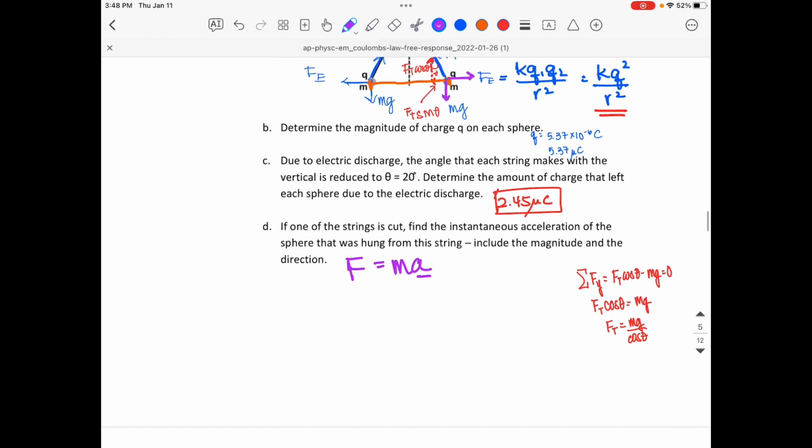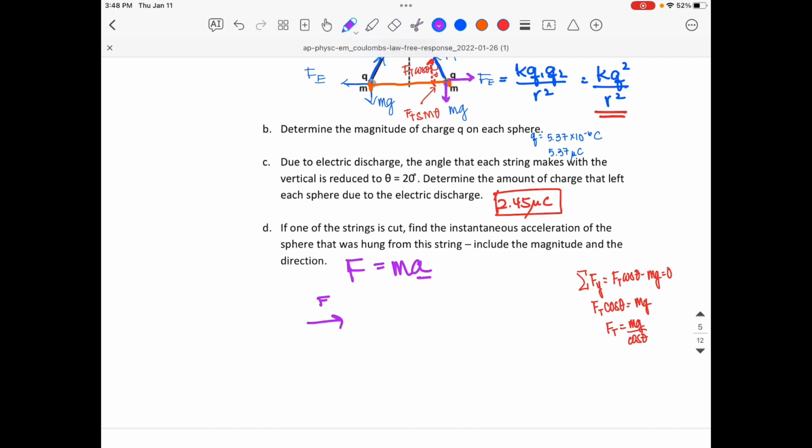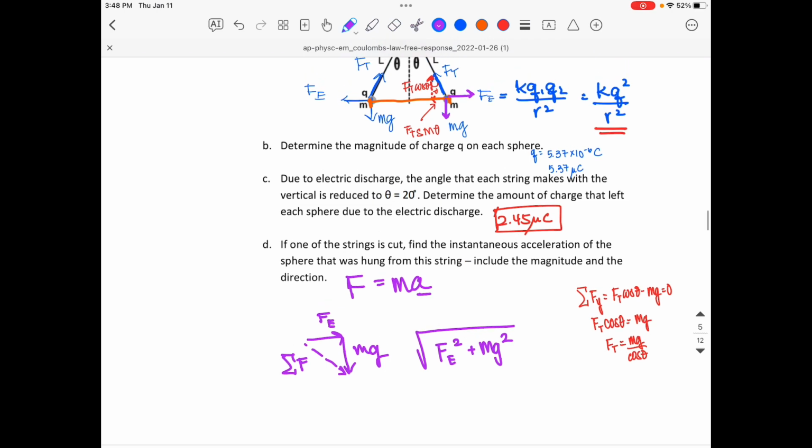Now, the normal way I would do it is if I had an electric force, I could shift the gravitational force so that the vectors are tip to tail, and then I would get my net force right here. And that would require taking the square root of the electric force squared plus the gravitational force squared, which is fine. We can do that, and then we can solve for that solution equal to MA and solve for A, but it is a lot easier to use a different method, which was introduced to me by a student.